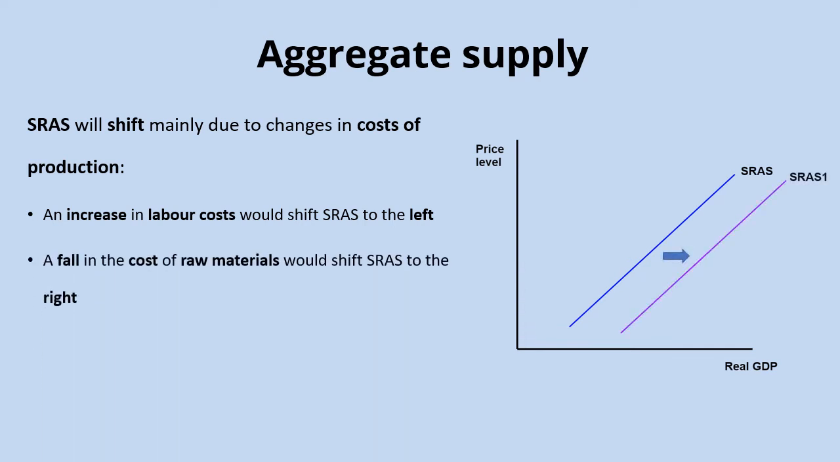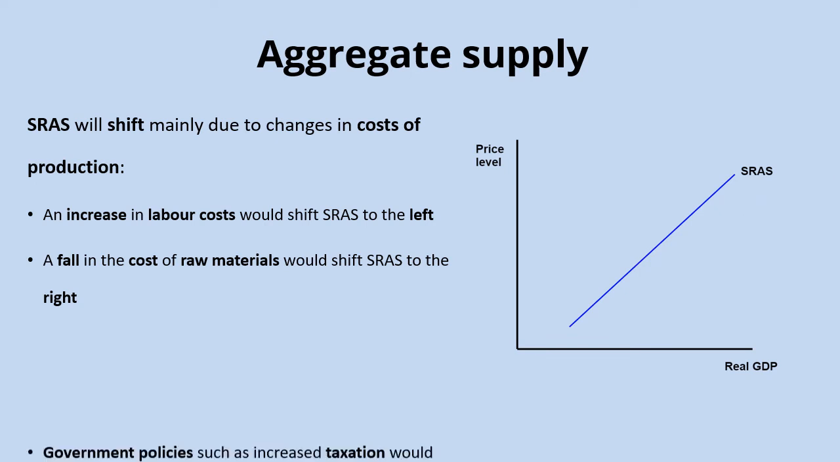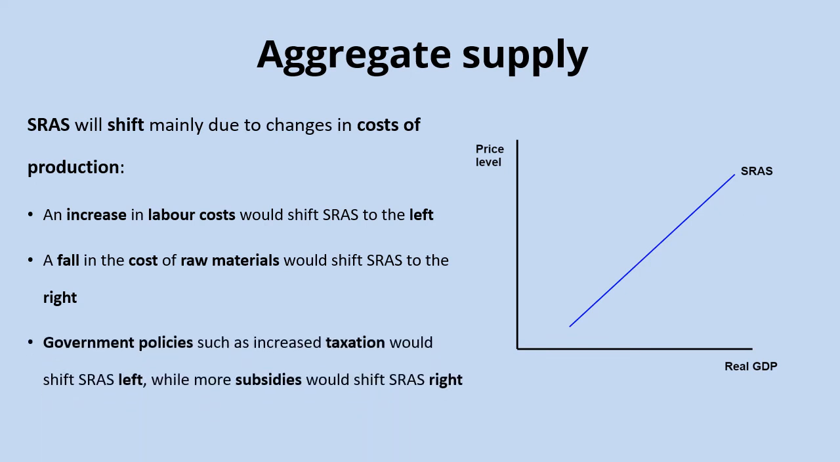A fall in the cost of raw materials would shift short run aggregate supply to the right. Government policies like increased taxation would increase costs and so shift short run aggregate supply to the left, while more subsidies would help to bring costs down and would shift short run aggregate supply to the right.